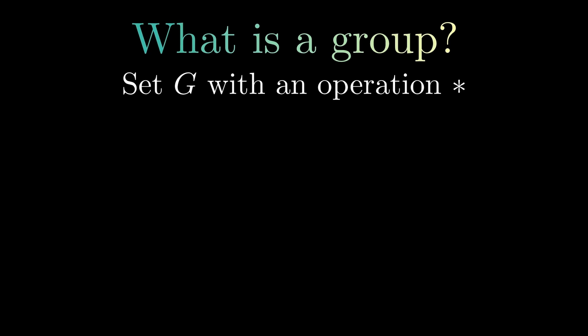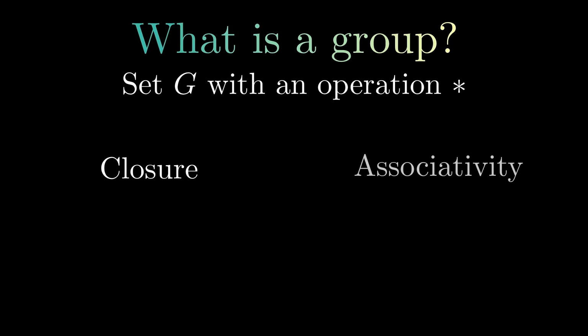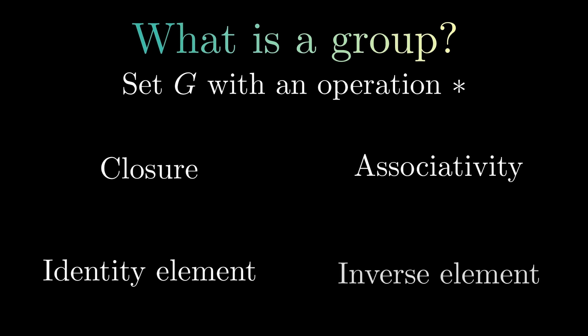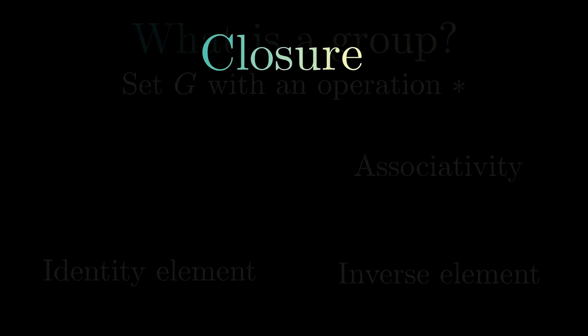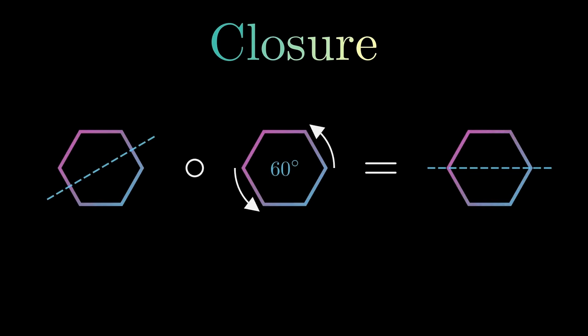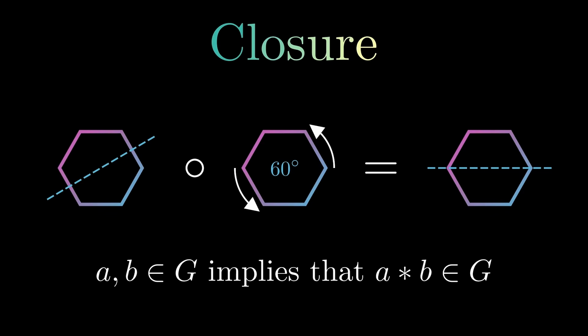We define a group to be a set with an operation which satisfies 4 properties. The first property is closure. We already saw that when composing 2 symmetries, you get another symmetry. More generally, combining any 2 elements in a group results in another element of the group.